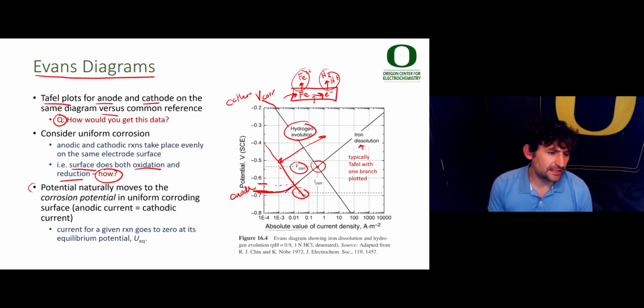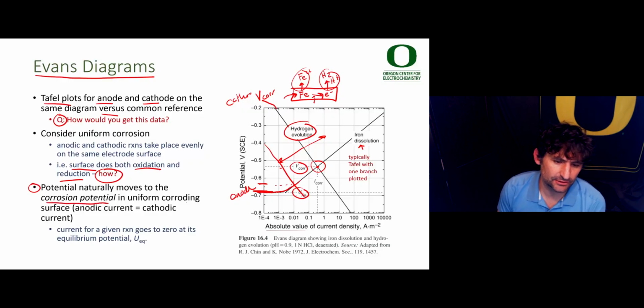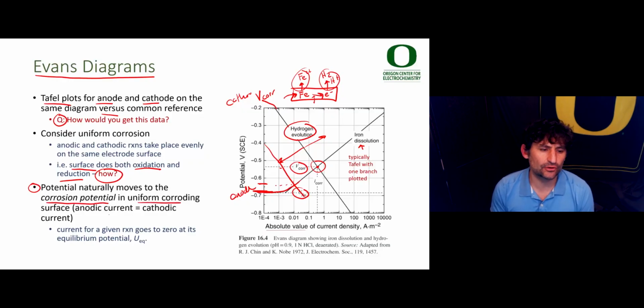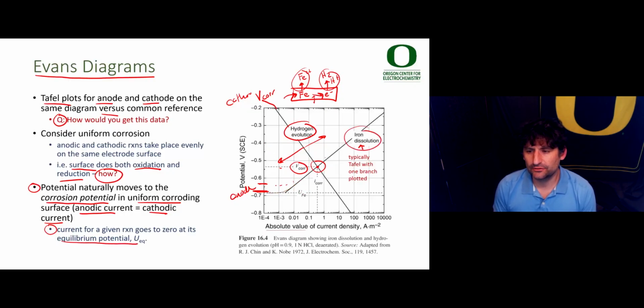So to emphasize, the potential of an electrode, no wires on this electrode, the potential of a metal sitting in the solution corroding naturally moves to the so-called corrosion potential in a uniform corroding surface. This is because the anodic current has to equal the cathodic current. And again, to emphasize, you can tell from the plot where the equilibrium potential is for a given reaction. Here's the iron dissolution reaction, by just following this curve back to zero current.